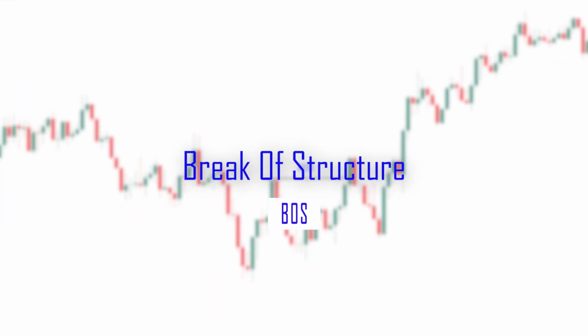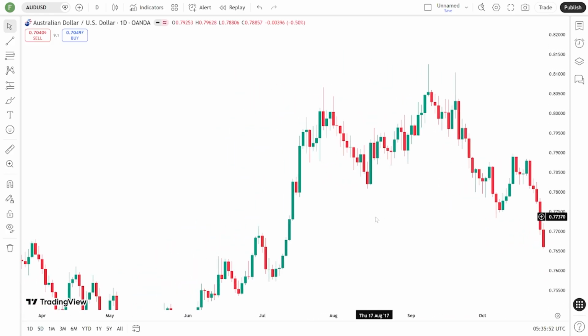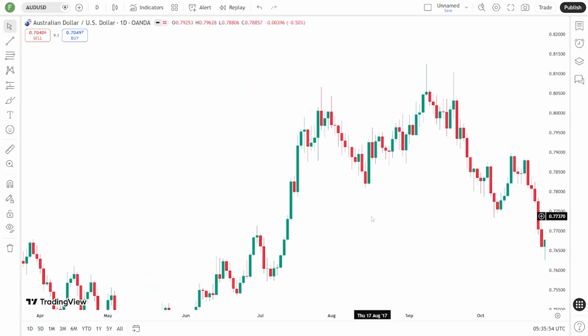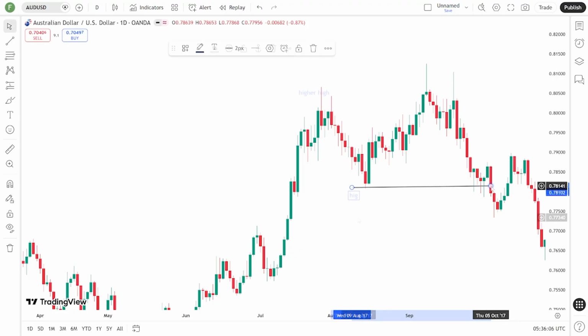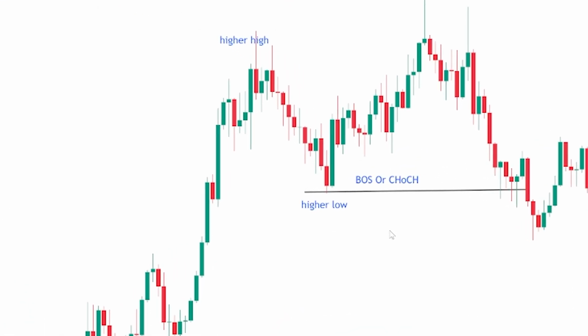Break of structure. So when does the market switch from uptrend to downtrend, or vice versa? That's when we talk about a break of structure, BOS. Example, uptrend with higher high and higher low. Price pulls back and breaks the last higher low. The stair-step pattern is broken. Buyers couldn't defend that level. This is your first warning that the uptrend may be over.